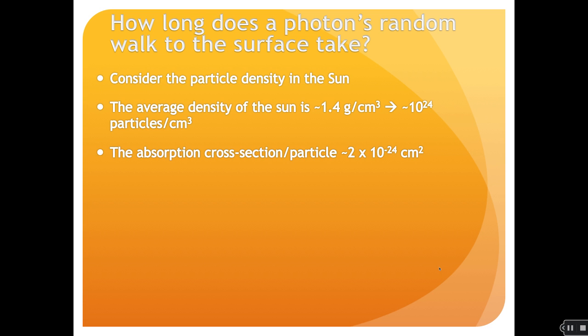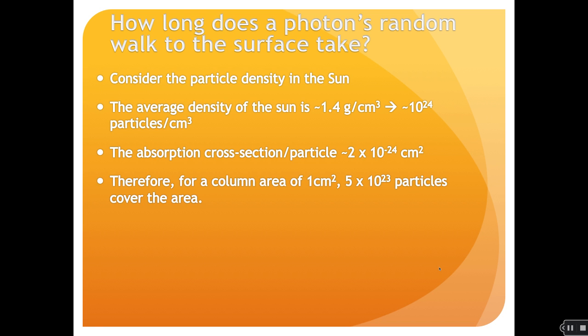We also know what their absorption cross-section is. What that means is that a particle has an effective area for how close a photon has to get to it in order to be absorbed. And this cross-sectional area is 2 times 10 to the minus 24 centimetres squared. Let's say you're looking down a thin column of gas into the sun, and it's 1 centimetre squared. To cover the entire area with particles that can absorb, you need 5 times 10 to the 23 particles. It's just the inverse of the cross-section.